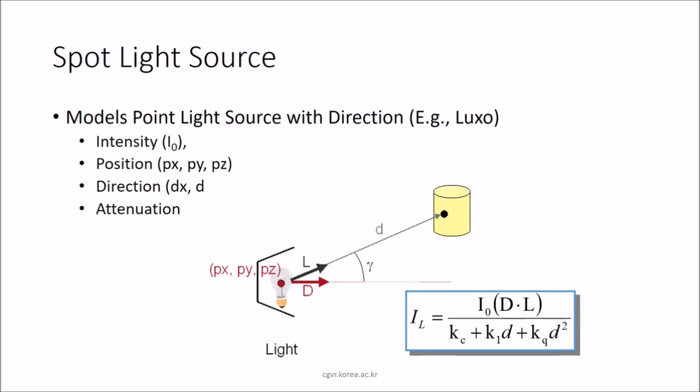What about the spotlight source? A spotlight source is like a Luxo, or you can say a table lamp. This table lamp or Luxo models a point light source with direction, so there are certain directions also involved. The intensity is again given by I0. The position is again Px, Py, Pz.